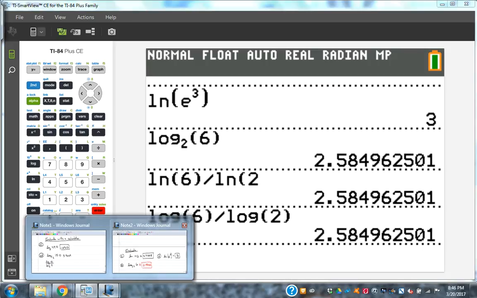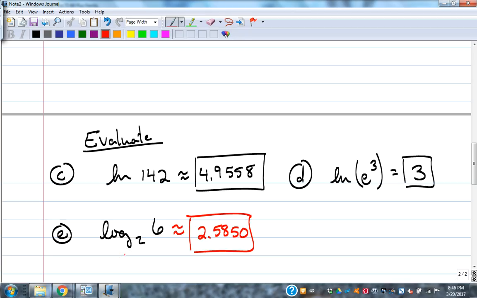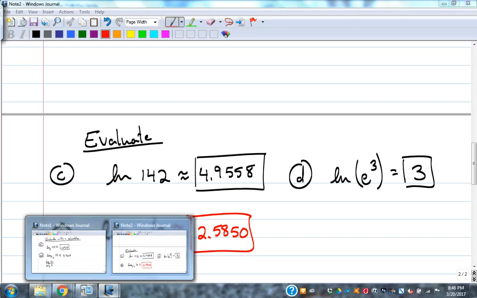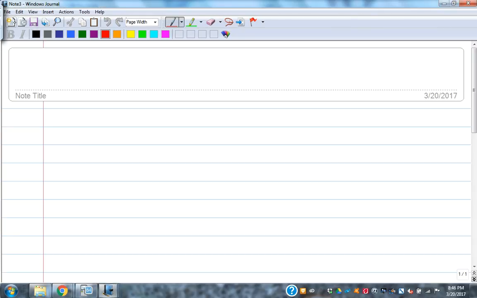All right, so pretty easy stuff in section 4.4. Okay, let's go to 4.5 and solve some equations. Fun stuff. This is actually where we're going to spend some time. All right, 4.5.